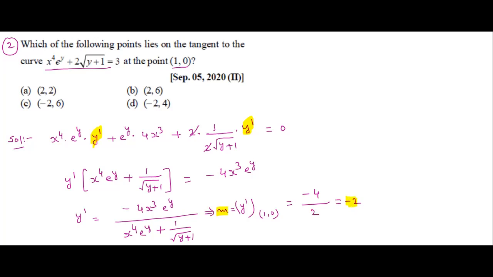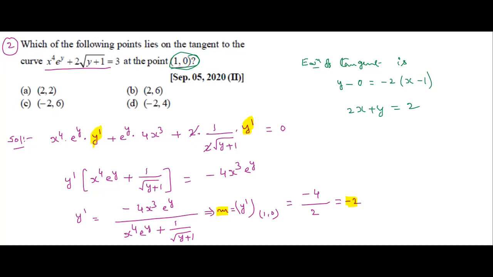Now, how to find equation of tangent? Equation of tangent is, what is the formula? y minus y1, that is 0, equals m into x minus x1. Those values send left hand side, 2x plus y is equal to 2. So observe that which point can be satisfied.